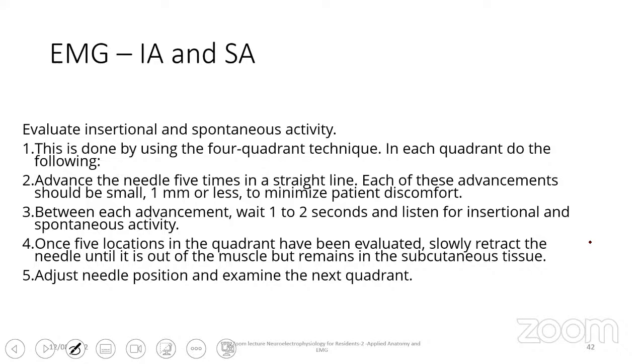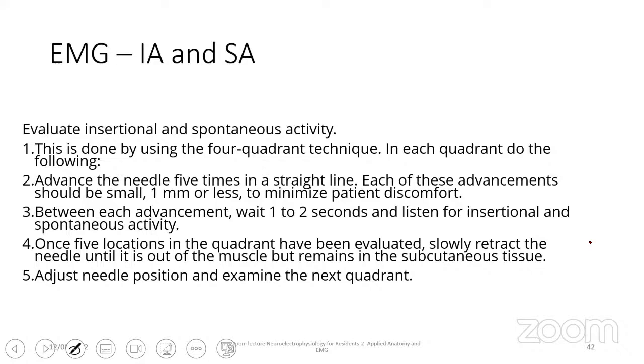In each quadrant, do the following: advance the needle 5 times in a straight line. Each of these advancements should be small, 1 millimeter or less, to minimize patient discomfort. Inside the muscle, even if the needle moves, there will be less pain. Between each advancement, wait 1 to 2 seconds and listen for insertional and spontaneous activity. Once 5 locations in a quadrant have been evaluated, slowly retract the needle until it is out of the muscle but remains in subcutaneous tissue. Adjust the needle position and examine the next quadrant.